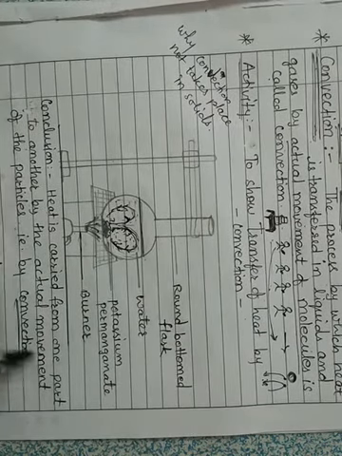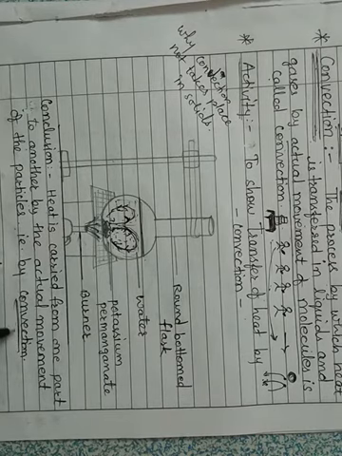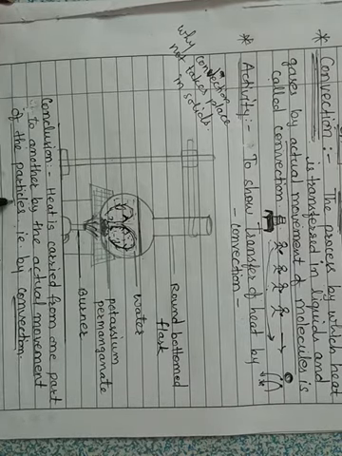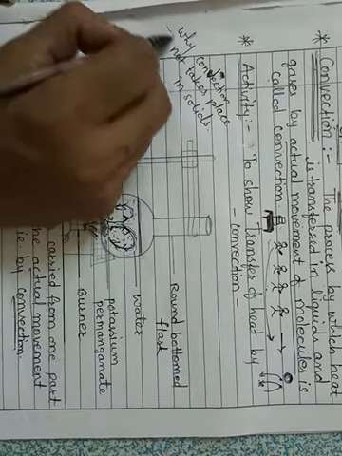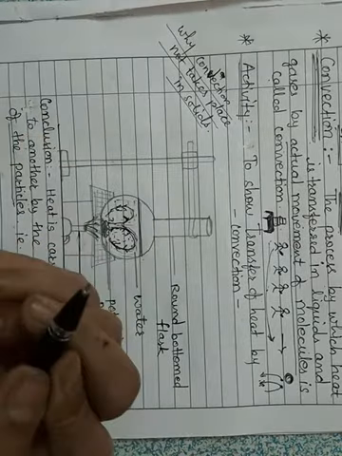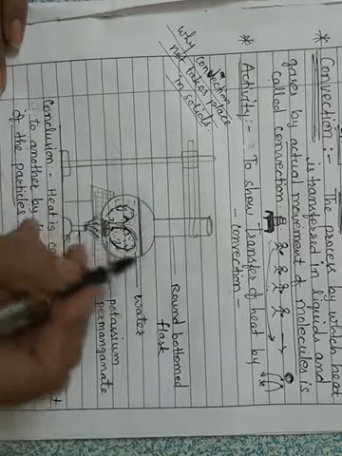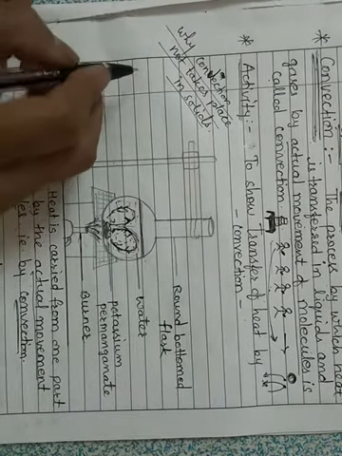Okay, so this is the activity to show that convection is the process in which there is actual movement of the particles for carrying the heat. So one question is there: why is convection not taking place in solids? Convection takes place only in liquids and gases. Why not in solids? There is one reason.